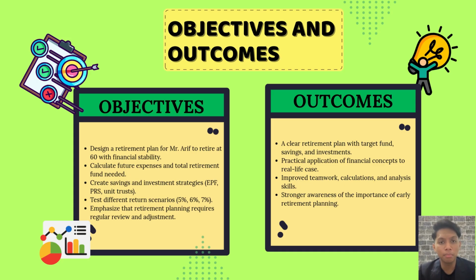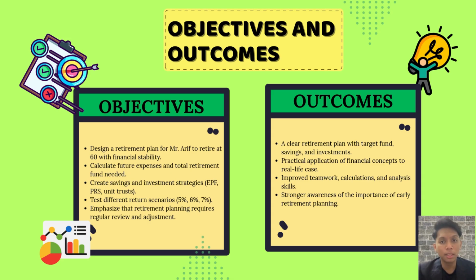Beyond just calculating numbers, the objective extends to developing a savings and investment strategy that aligns with his current financial capacity, grows steadily over time, and balances the need for security with the opportunity for growth. This involves identifying suitable financial products that Mr. Arif can commit to over the long term, such as EPF, PRS, and unit trust, while also considering the importance of diversification in order to minimize risk.